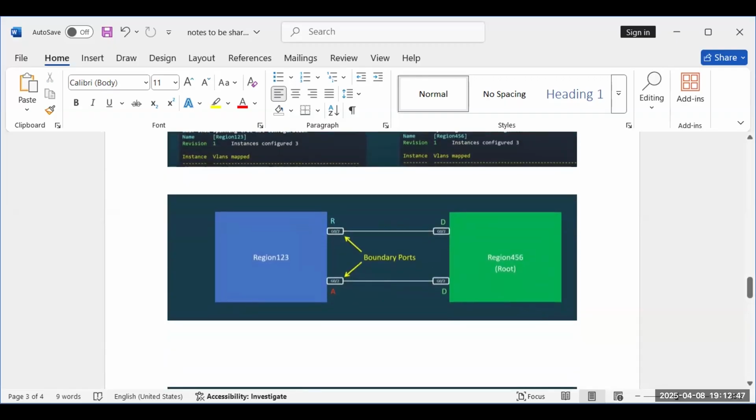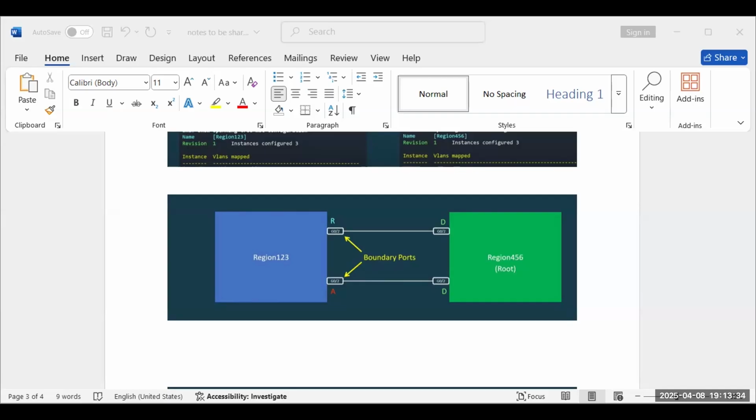So this is what we were discussing about the boundary ports. Each MST region that is connected will appear as one logical switch, and the spanning tree that connects between the regions is called the common spanning tree. Boundary ports are connected on the non-root region, acting as a designated bridge for both links. But there won't be any boundary port on the root region.